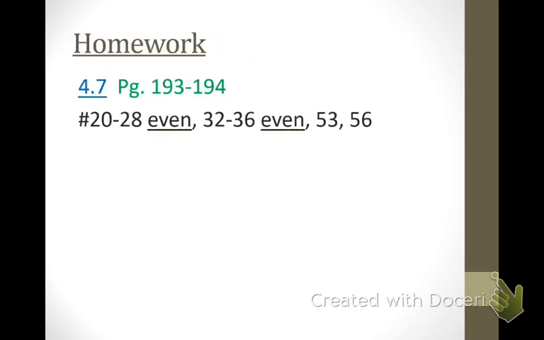This is tonight's homework. Once again, it's just 10 problems, so I want you guys to go ahead and label your paper for your homework tonight.